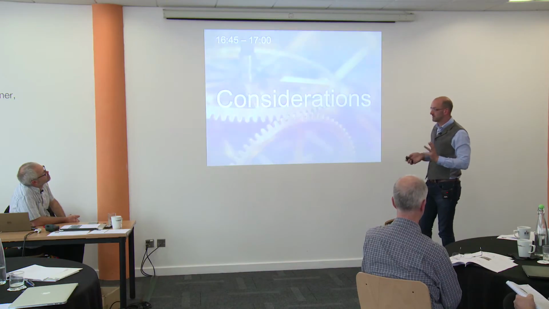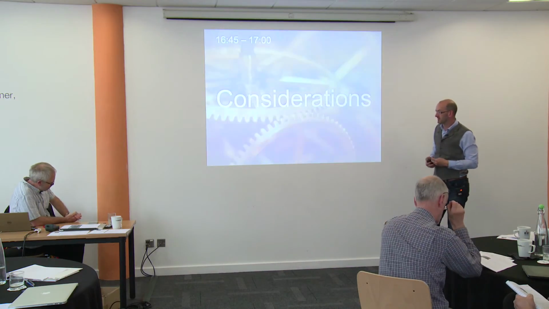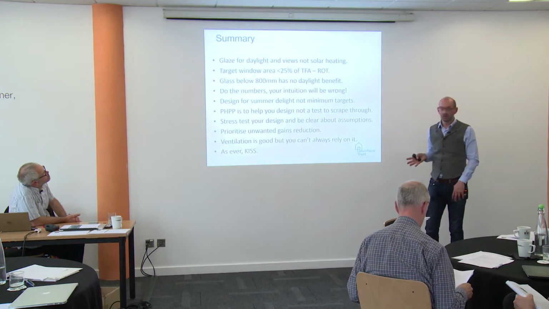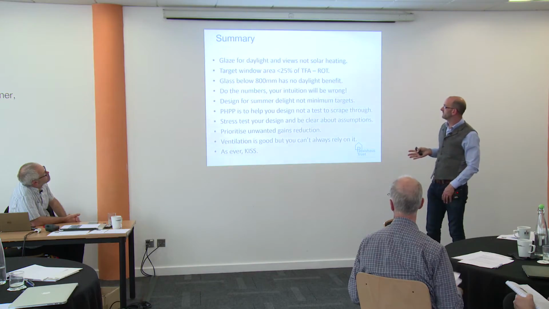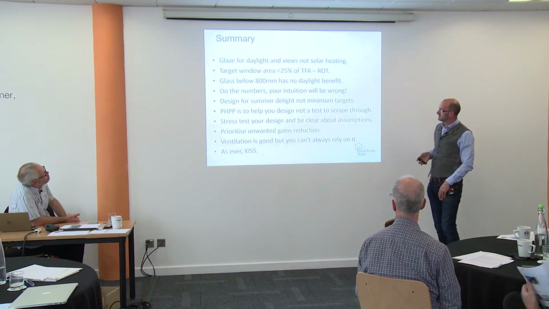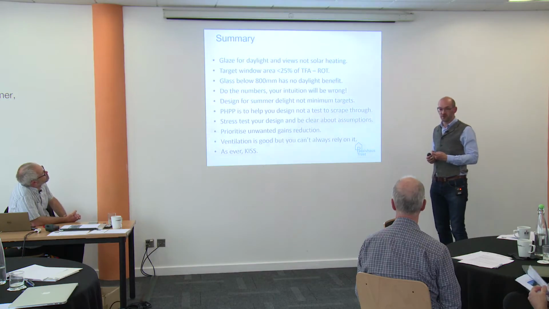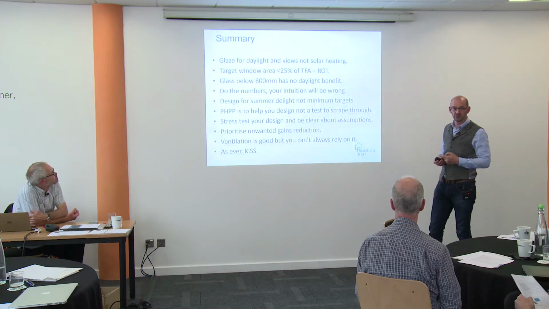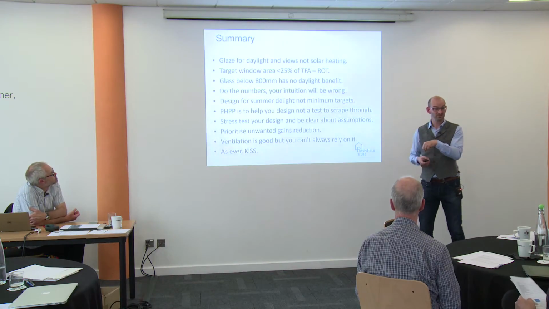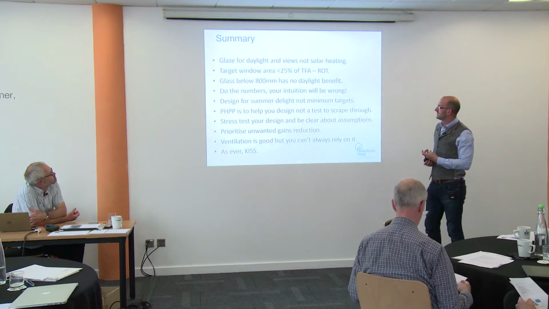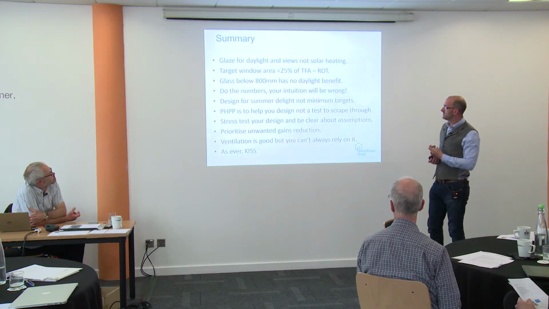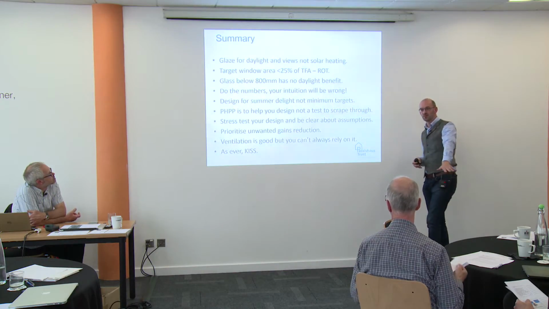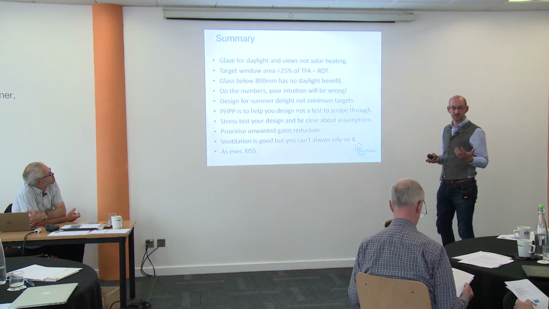So in terms of those overall considerations, and getting back around to a summary on this front: glaze for daylight and views, not for solar heating. Target window areas of less than 25% of the treated floor area, as per the rules of thumb guide you can get from the Passive House How-to website. Glass below 800 millimetres, below your table height, below your working plane, is not very useful. It only provides solar gains, you're not getting any more daylight.